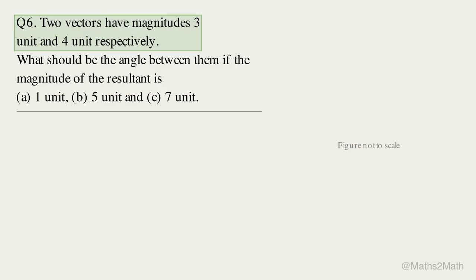Question 6. Two vectors have magnitudes 3 unit and 4 unit. What should be the angle between them if the resultant is 1 unit, 5 unit, or 7 unit? What does this mean? Solve the parallelogram law for theta in each of the 3 cases.